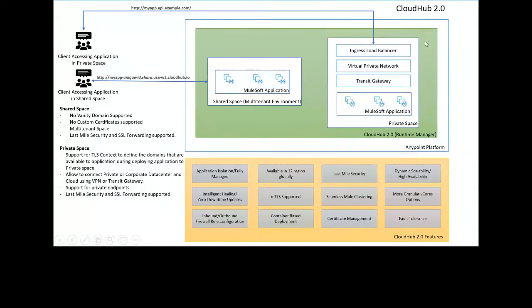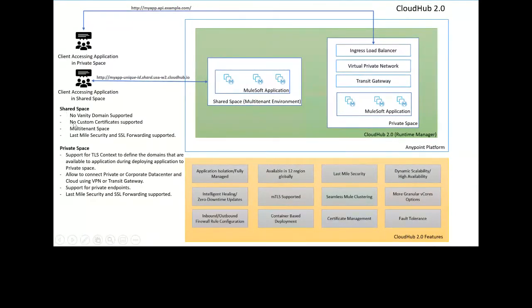Let's consider my application running on a private space. In such a case, you require the ingress load balancer. You can set up the ingress load balancer within your private space, and the customer can send the request to that ingress load balancer. From the ingress load balancer, the request will route to the MuleSoft application. Here we don't have a dedicated load balancer. Kubernetes supports the ingress load balancer, so we have an ingress load balancer here.